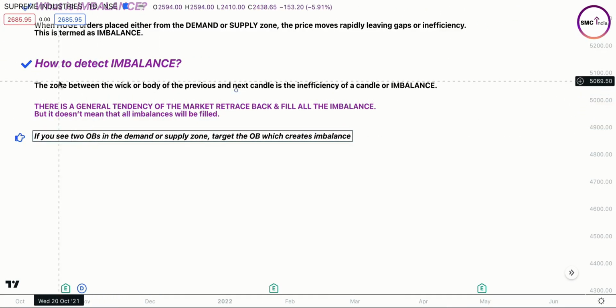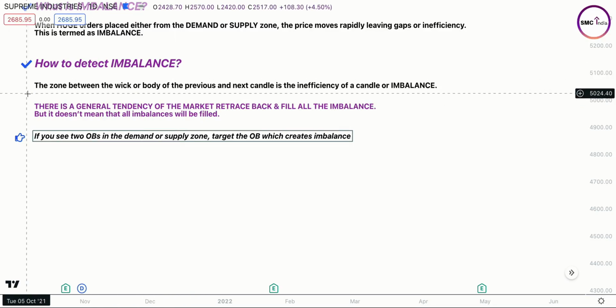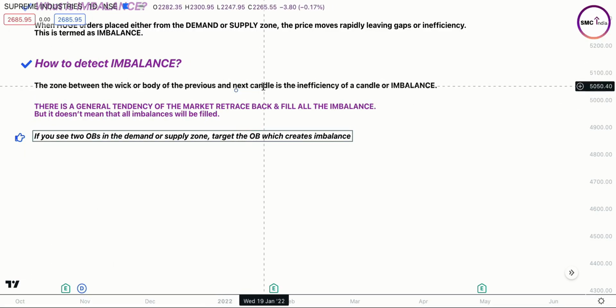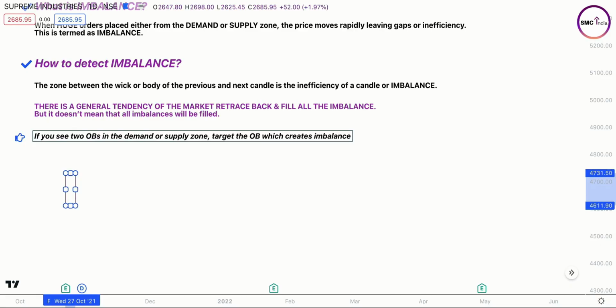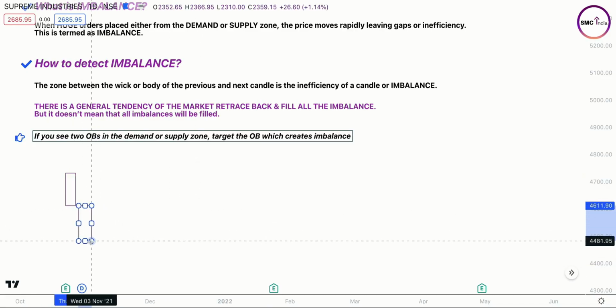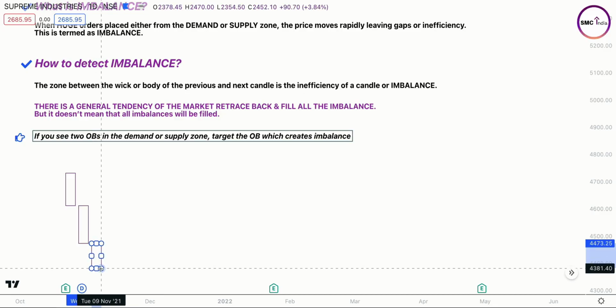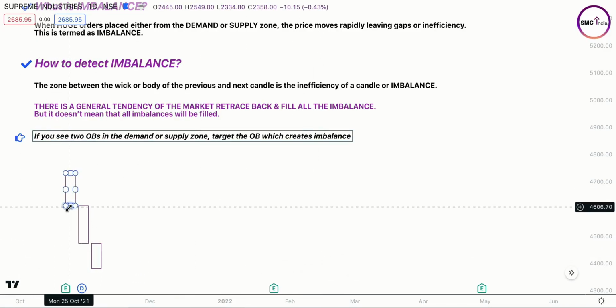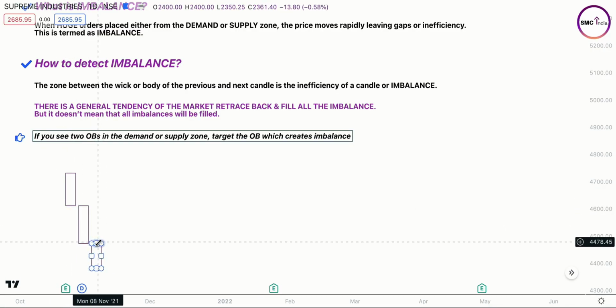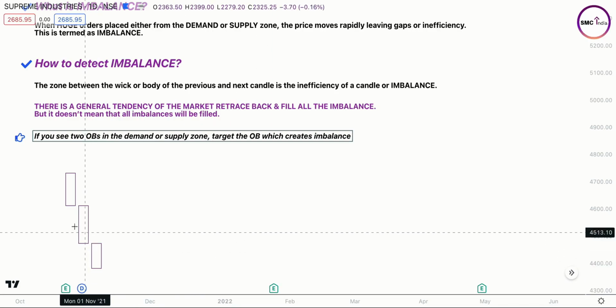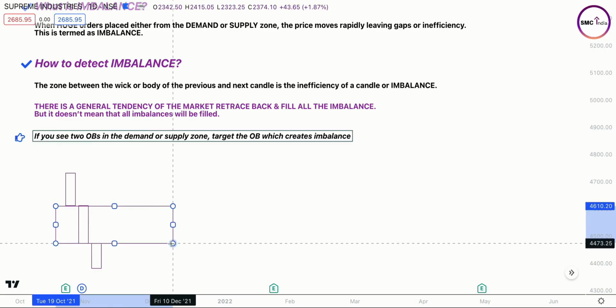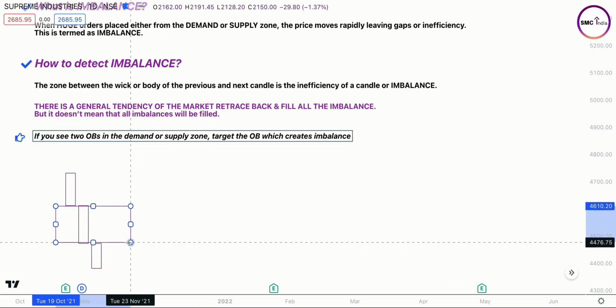And now, how can you actually detect the imbalance in a candle? The zone between the wick or body of the previous and the next candle is called the inefficiency. So if I say that these are sell candles, here you can see one sell candle, here you can see another sell candle, and here you can see another sell candle. How could you actually detect the inefficiency? The area from this body or wick to this body or wick is called the inefficiency. So the actual inefficiency here is this zone. This is the zone of inefficiency.